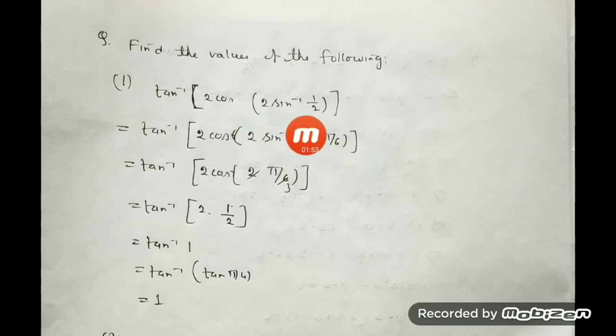Here you see we know the value of half. Sin value is half when sin of pi by 6. So I keep all these things as it is and use the value of half, that is equal to sin pi by 6.